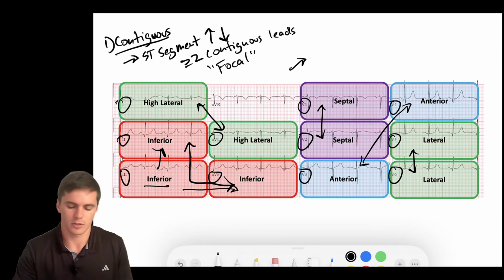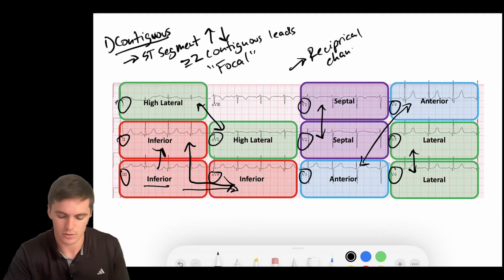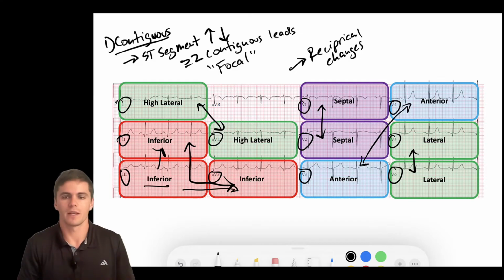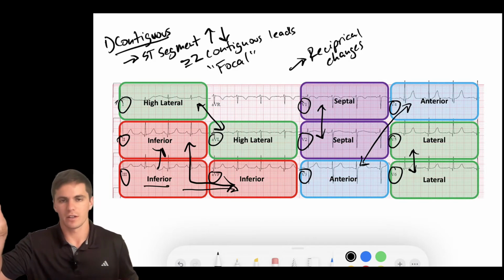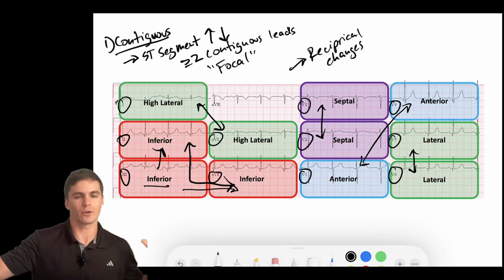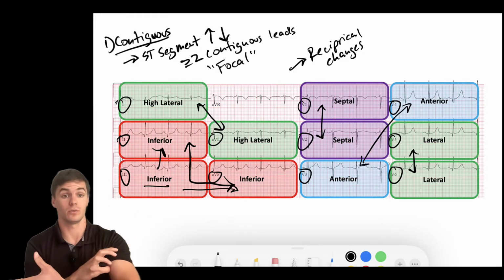And the second thing, I'm just going to talk about this briefly, is this idea again of reciprocal changes. Reciprocal changes is essentially saying if I'm recording a focal event in these leads, the opposite leads should be recording that focal event, but reverse, inverse, reciprocal, right?